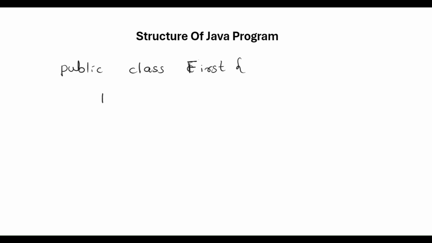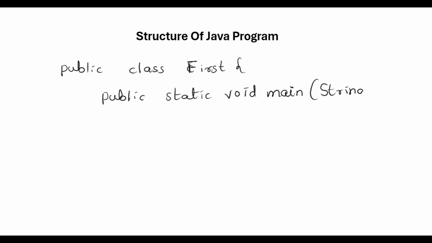The definition of the main method is public static void main. All are in lowercase. Within parenthesis we have to write String, then square brackets, which is the array symbol, and args. Args is nothing but arguments. In String, S is uppercase. Then open curly braces, and then closed curly braces. This is the closing of the class.